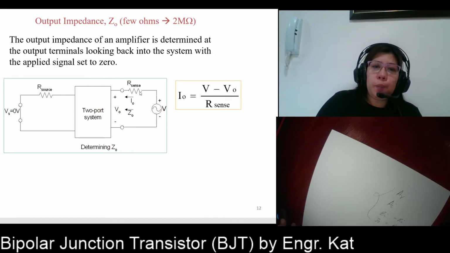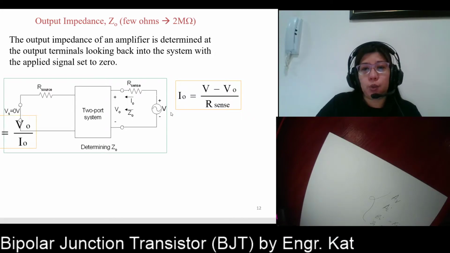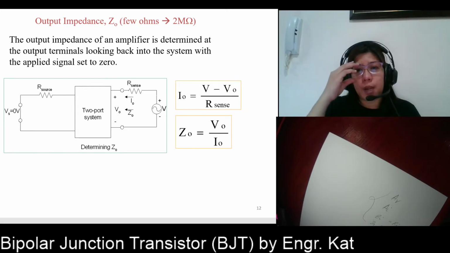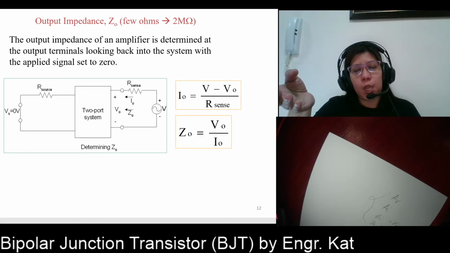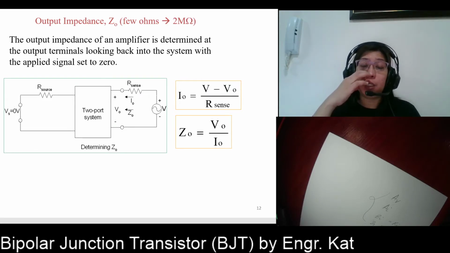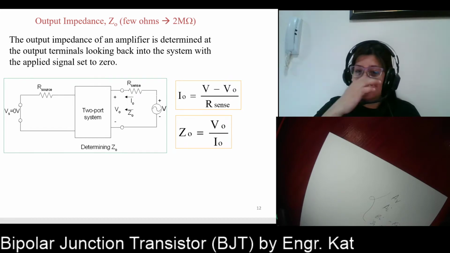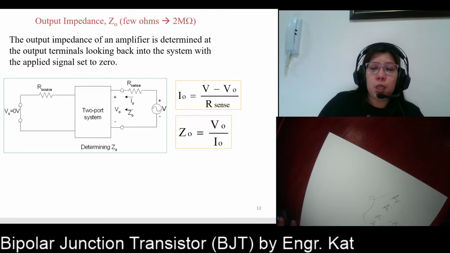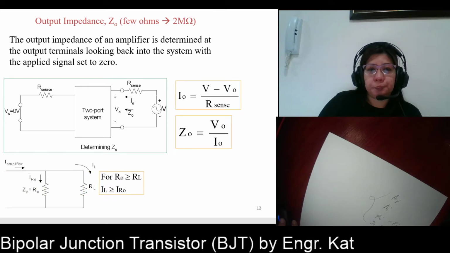We are just looking at the output terminal of your two-port system. So we have here IO. We place a sensing resistor at the output, and we have here your V. IO is given by V minus your VO, the output voltage, divided by your R sense resistance. By knowing IO, we can solve for ZO. ZO is VO over IO. Actually, this is just Ohm's law. We don't have a new formula here for electronics. Even at the input impedance, we just make use of Ohm's law. So ZO is equivalent to VO divided by IO.